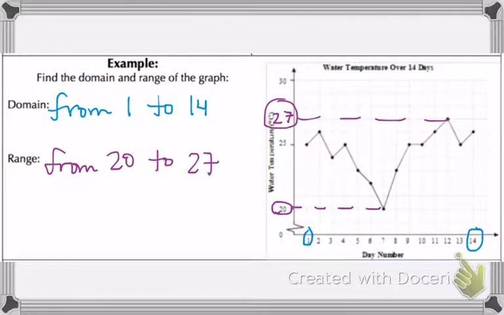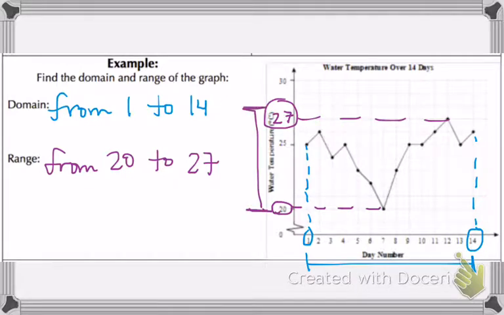Okay, so let's go back to this domain and just mark on the graph a little bit. So the 1 came from right here, and the 14 came from right here, so that you can kind of see the left to right for the domain and then we have the lowest to highest over here.